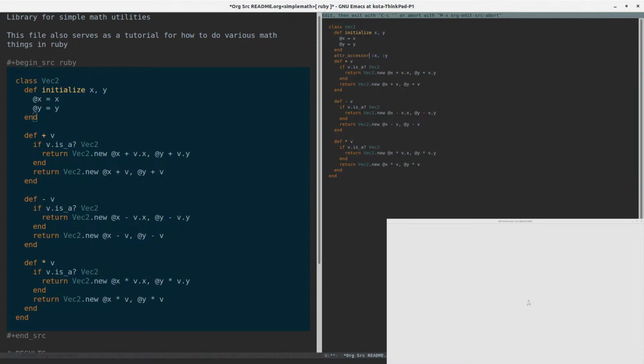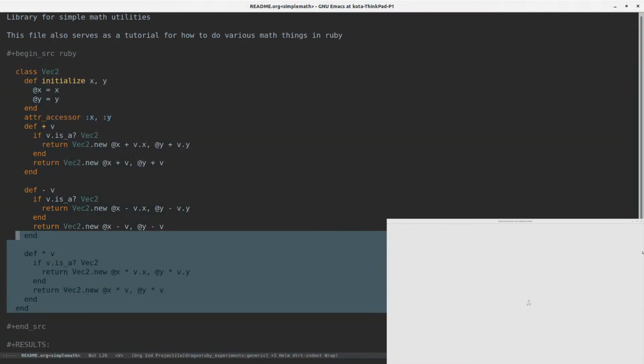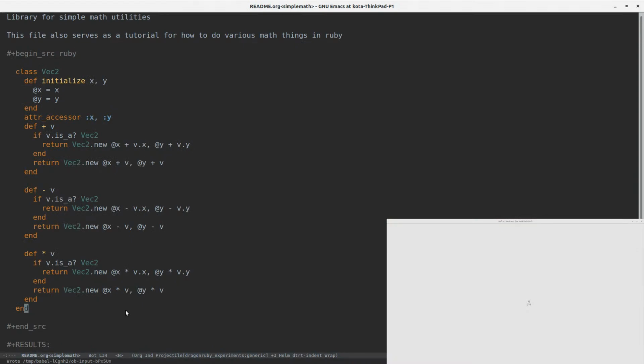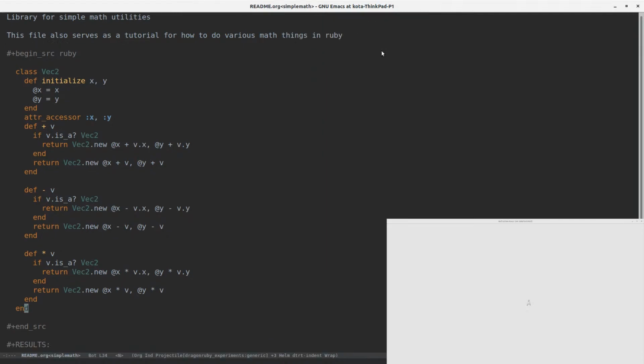There we go. I spelt it wrong. I was missing an S, I think. Okay, great. That looks better. Okay, so we have this, and that's fine. I figure this will not class definition method body. Well, we won't worry about that right now.